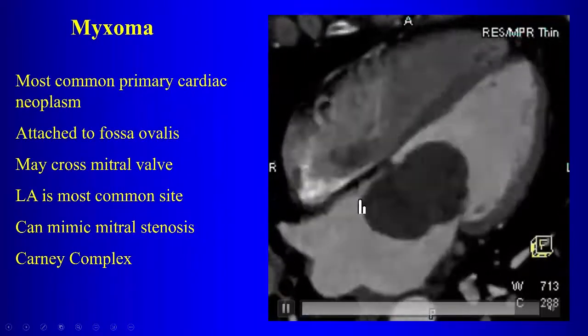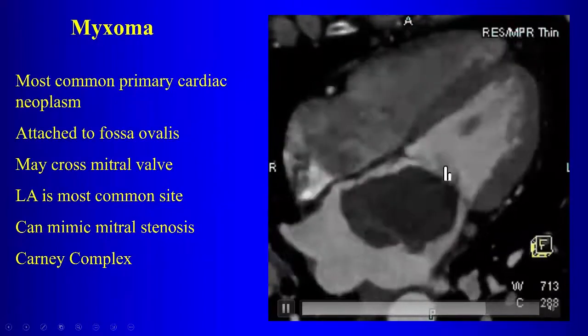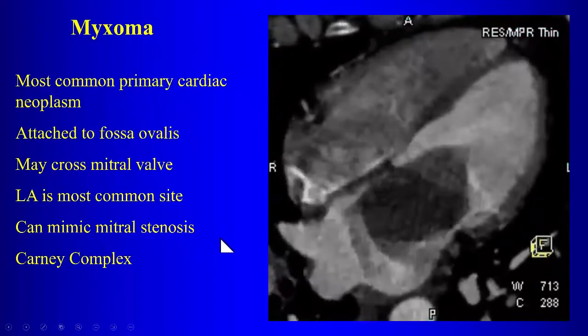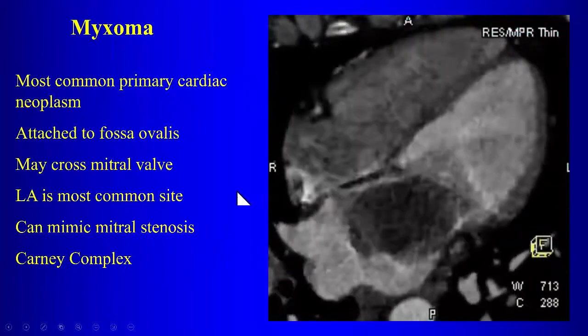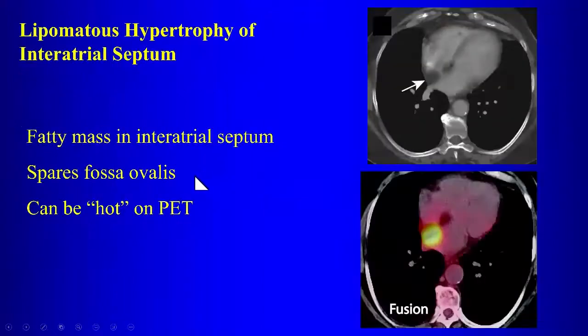The imaging features: attached to the fossa ovalis and prolapses through the mitral valve. Can mimic mitral stenosis clinically and radiographically. And the trivia question: Carney complex is associated with myxoma. Lipomatous hypertrophy of the interatrial septum: fatty thickening of the interatrial septum, dumbbell shape, it drops out in the region of the fossa ovalis, false positive PET scan because of the brown fat.